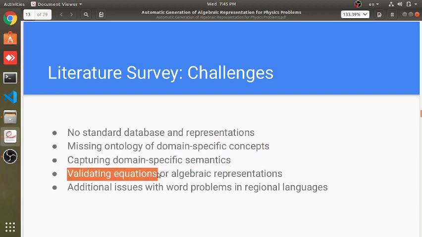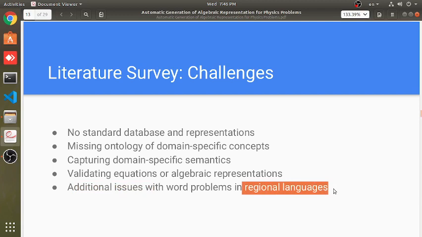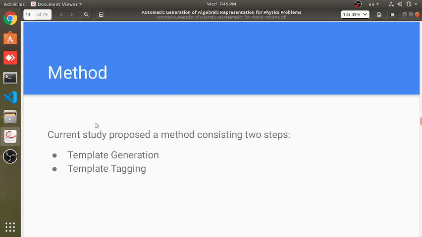Validating the equation is difficult. Even if you can get a particular equation, understanding or validating whether that equation is correct, and whether the quantities or parameters in the equation, which are known and which are unknown, are correct, will be difficult. And there are some additional issues if you are working on a regional language, which we are not doing in this particular case. Now the method we will discuss.